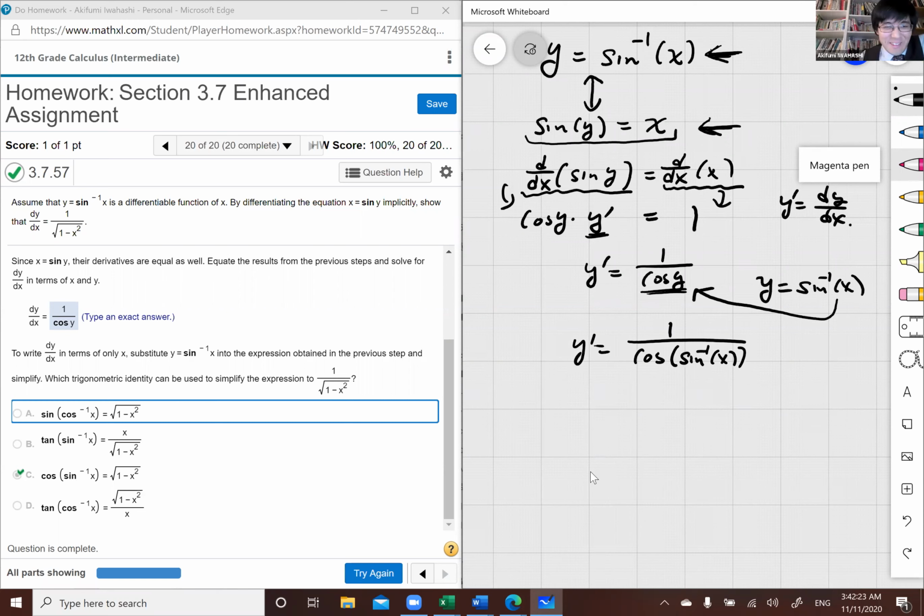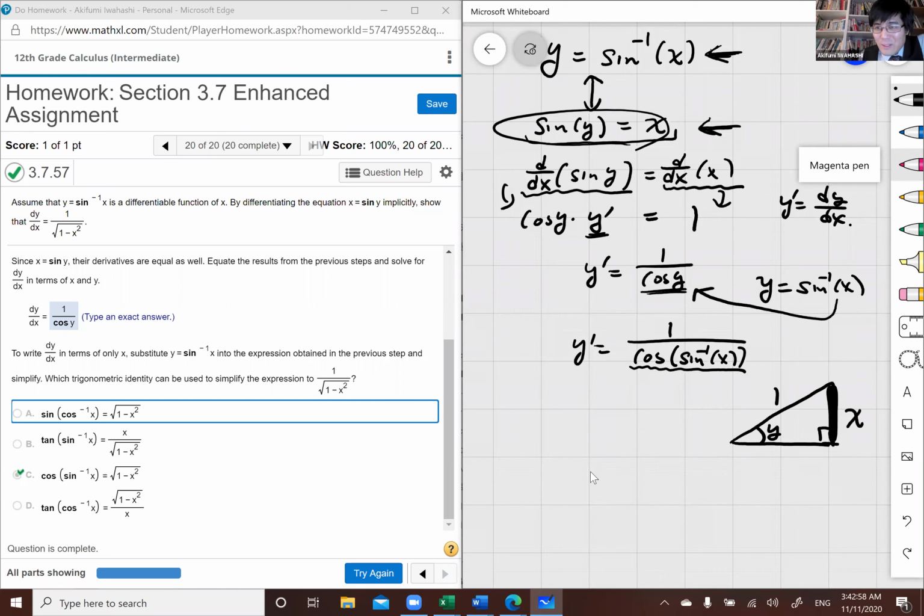So we need to know what this really is, and we want that to be equal to this expression. How do we find this? Consider this expression in a right triangle. Sine y is equal to x means that when you have a right triangle with the angle y and the hypotenuse is 1, then the sine value is this part. So this is x.